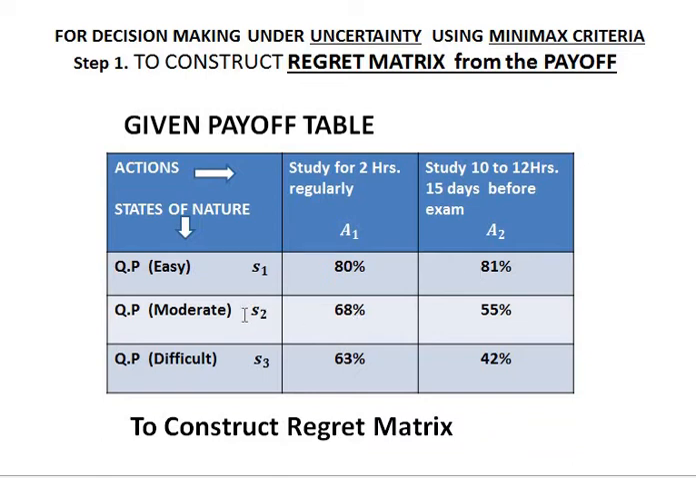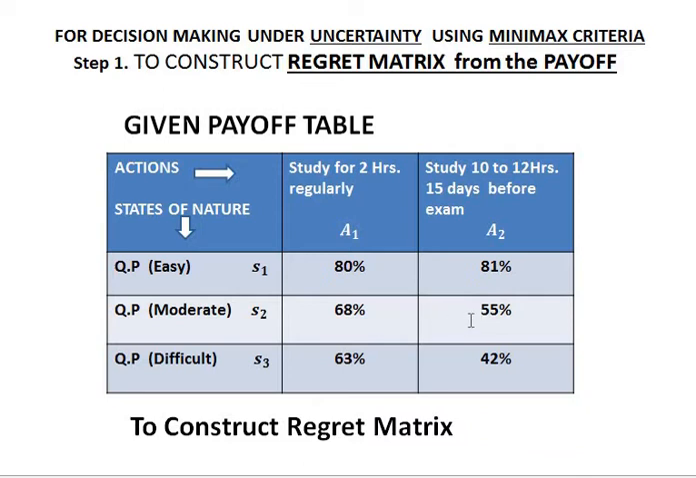But again, in the next situation, if we consider the next state of nature, if the question paper is moderate, then what will happen? Now X will score 68% and Y will score 55%. So definitely as X will score more, Y will be feeling regret, and regret of how many percentage? How much percentage?